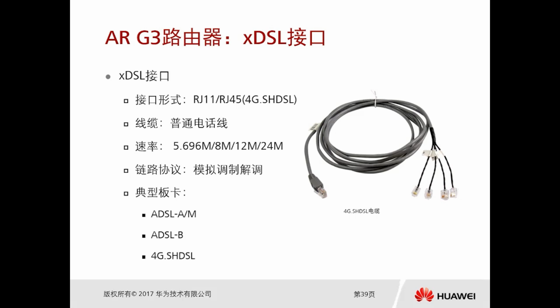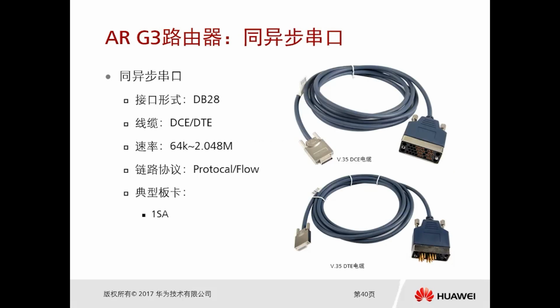So this is the diagram of 4G.SHDSL. Its line is like this. Let's take a look at its structure. One side of its device must be a connector with 4 RJ11 connectors, for example, when you connect to our telephone, right? And what is its other end? It's an RJ45 connector. Well, everyone, just distinguish it.